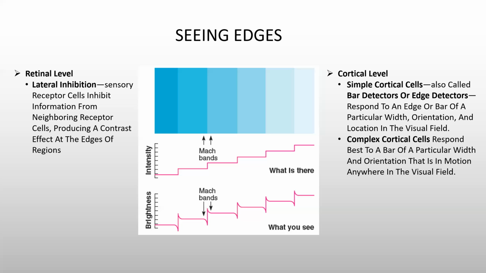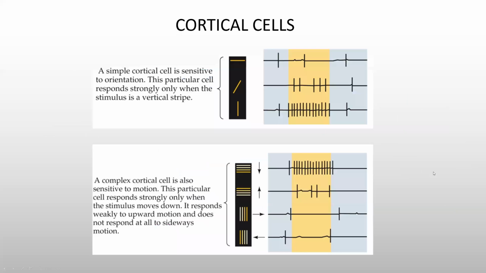At the cortical level, on the right-hand side, you have simple cortical cells called bar detectors or edge detectors, and they respond to an edge or bar of a particular width, orientation, and location in the visual field. Also, you have complex cortical cells, which respond best to a bar of a particular width and orientation that is in motion anywhere in the visual field. So let's look at these a little bit more in detail.